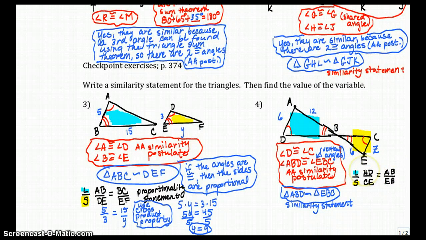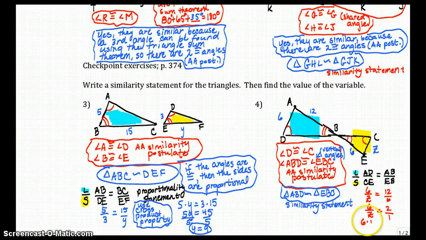Then we're going to substitute in our values and use the cross products property. But before we use it, not that it would be too hard to use without simplifying, let's go ahead and simplify 12/6, because any fraction can be simplified. So 6 over Z equals 12 divisible by 6 becomes 2, and 6 divisible by 6 becomes 1. Now we're going to use the cross products property.